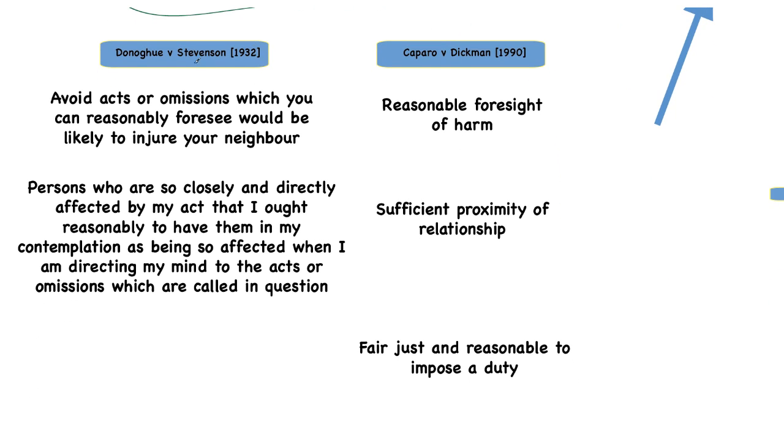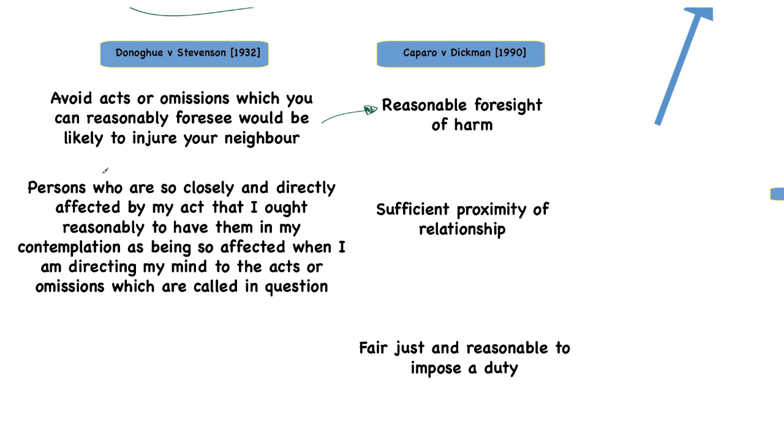In 1932, Donoghue versus Stevenson says you have to avoid acts or omissions which you can reasonably foresee would be likely to injure your neighbour. That's the first part of what Atkin says. That, in Caparo, has now been brought up to date to say that means a reasonable foresight of harm. They're the same thing, but the language has just been brought up to date.